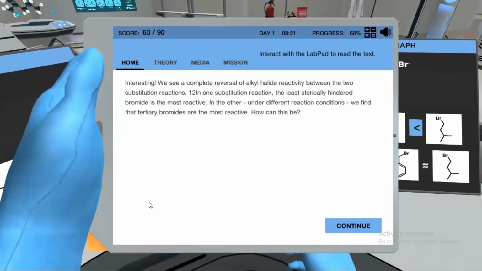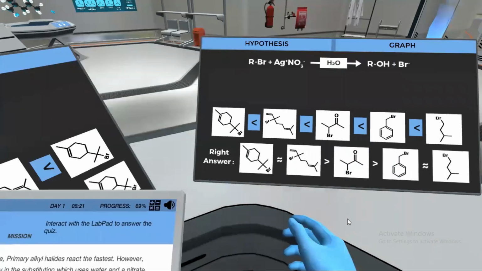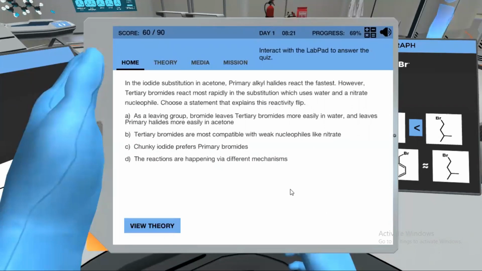Interesting. We see a complete reversal of alkyl halide reactivity between the two substitution reactions. In one substitution reaction, the least sterically hindered bromide is the most reactive. In the other, under different reaction conditions, we find that tertiary bromides are the most reactive. How can this be? In the iodide substitution in acetone, primary alkyl halides react the fastest. However, tertiary bromides react most rapidly in the substitution which uses water and a nitrate nucleophile. Choose a statement that explains this reactivity flip.